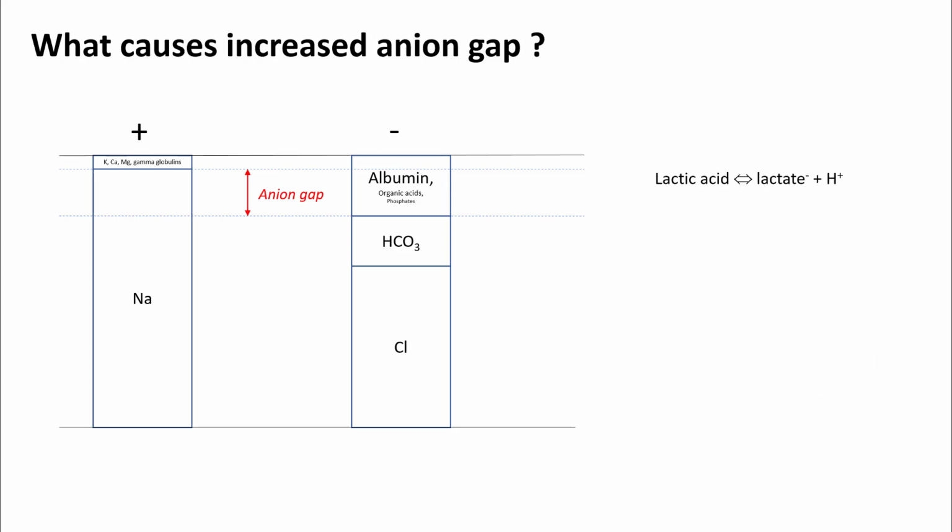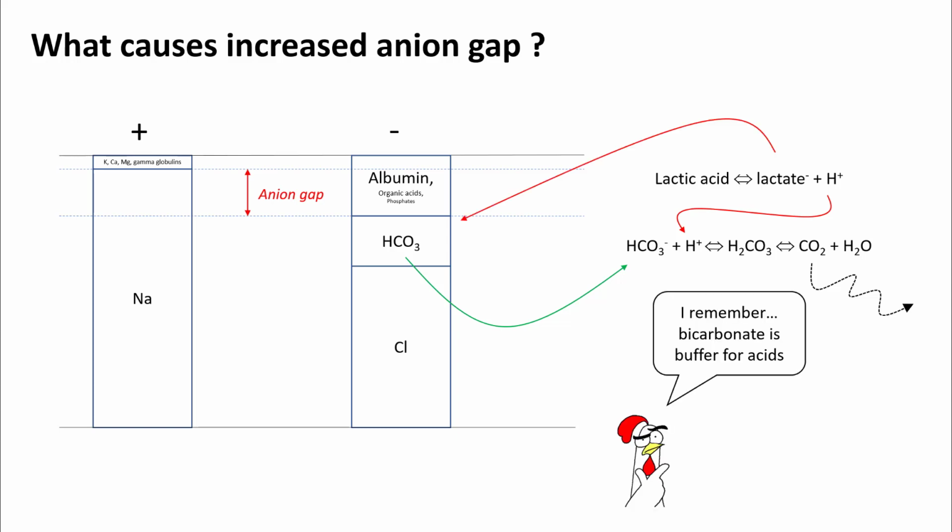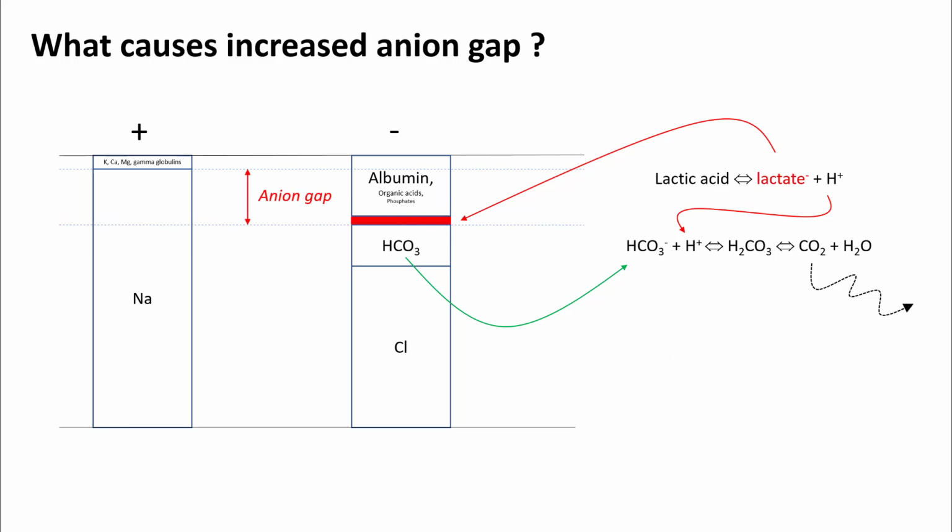So what causes an increase in anion gap? Let's add an acid, say lactic acid, to the mix. The H plus ion from the lactate is going to combine with the bicarb ion from your serum to form carbon dioxide, which is going to be excreted out. The lactate ion is going to remain inside. That lactate ion is going to increase your anion gap by the same amount that you lost your bicarb.